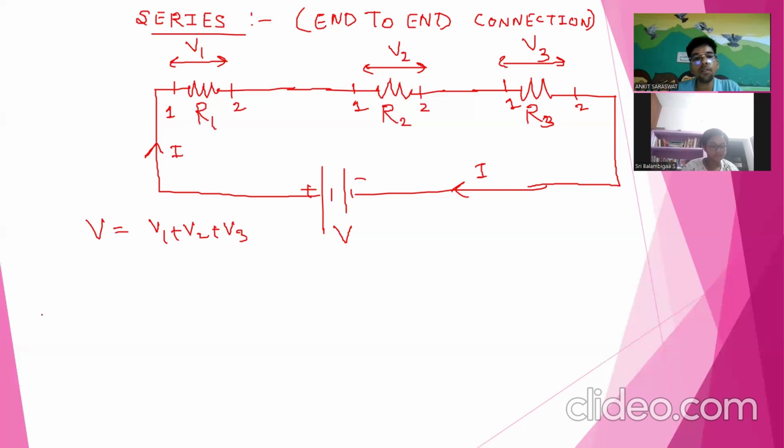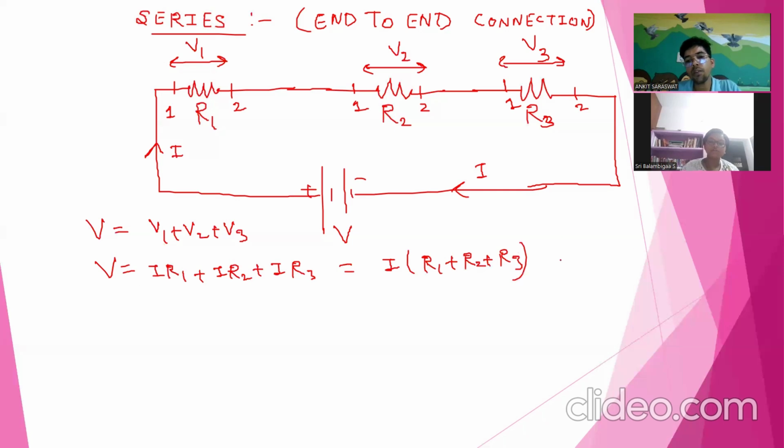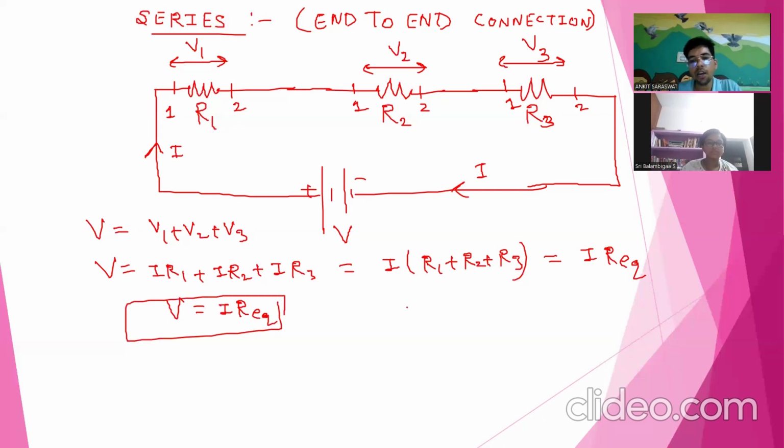So as per Ohm's law, what is V1? Current into R1, V is equal to IR. Similarly, I R2, I R3. If I take I common, then I will get R1 plus R2 plus R3. This is R equivalent, the equivalent resistance of the three. And V is equal to what I got? I R equivalent. Clear?